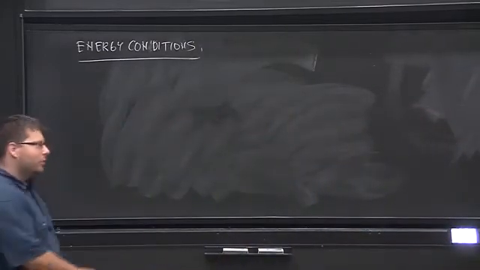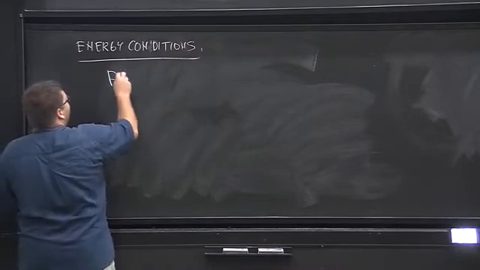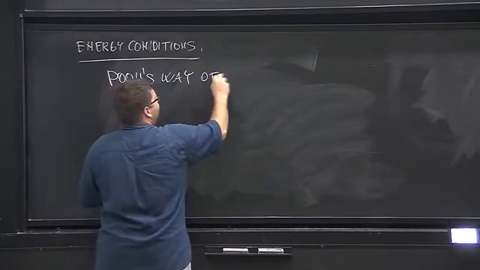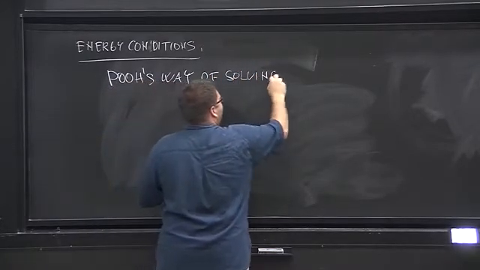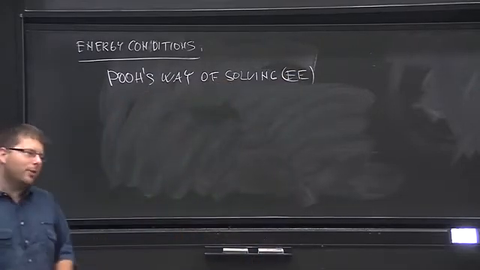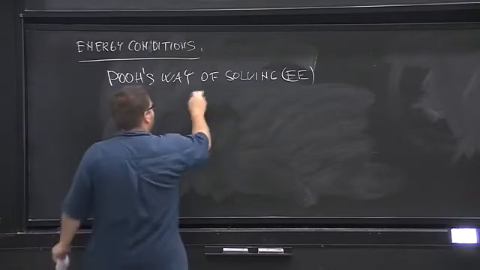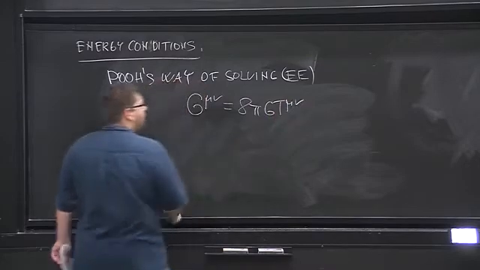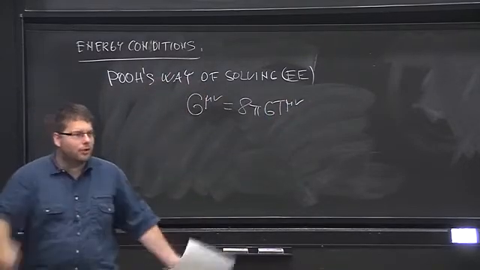And so you might think that one way to solve the Einstein equations, G mu nu equals 8 pi G T mu nu, is Pooh's way. Pooh's way of solving the Einstein equations. So Pooh is the bear of little brains. So he may think, okay, I want to solve G mu nu equals 8 pi G T mu nu. So I take any metric whatsoever.